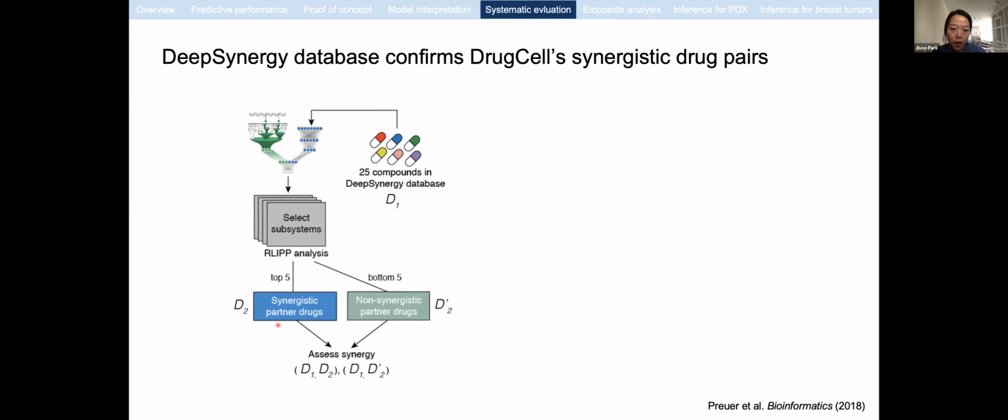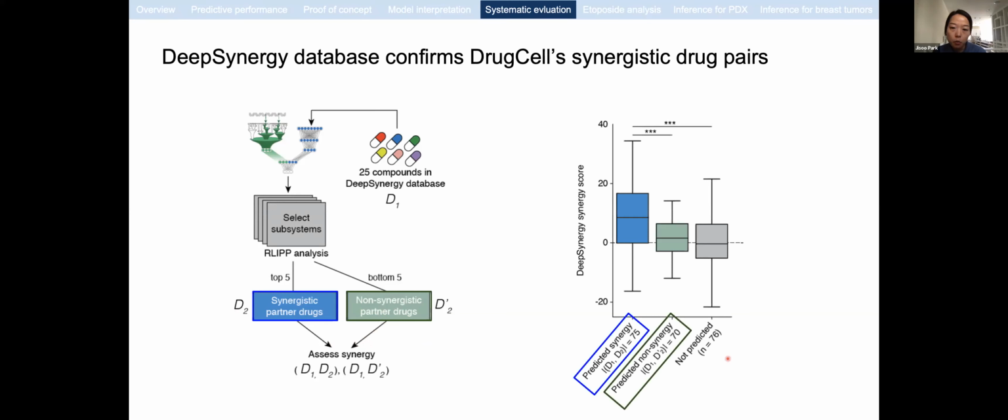And using the top 5 and bottom 5 OLIP pathways, for each primary drug, we identified the potentially synergistic and non-synergistic secondary drugs and compiled the two sets of drug combinations. Our expectation was that the drug combinations compiled using the top 5 OLIP pathways would have higher synergy scores than the ones compiled using the bottom 5 OLIP pathways.